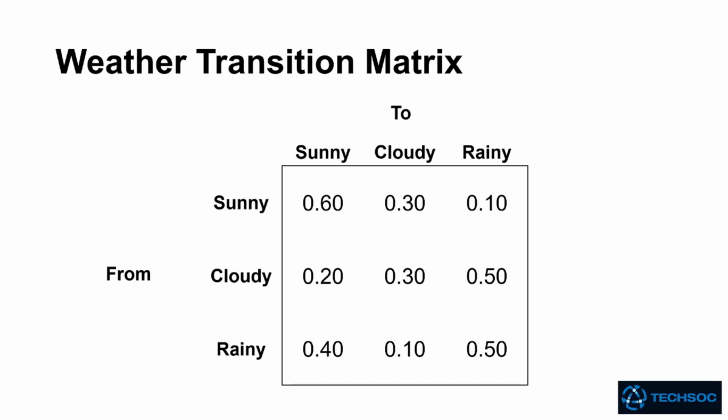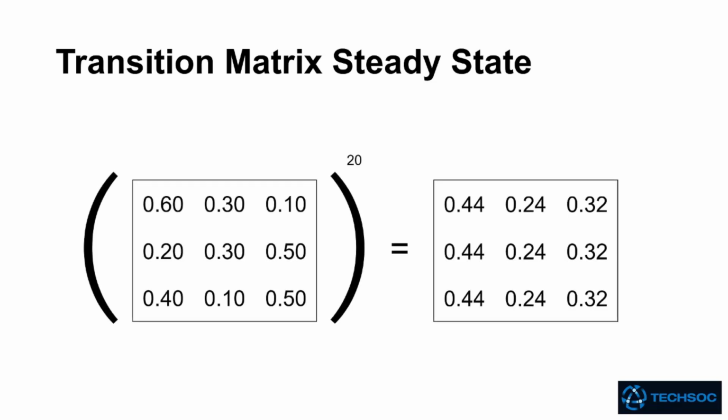This process never ends, but we can get a sense of what a typical day will look like by multiplying the matrix by itself 20 or 30 times to get the steady state or the typical values over the long run. So let's take a look at the transition matrix steady state.